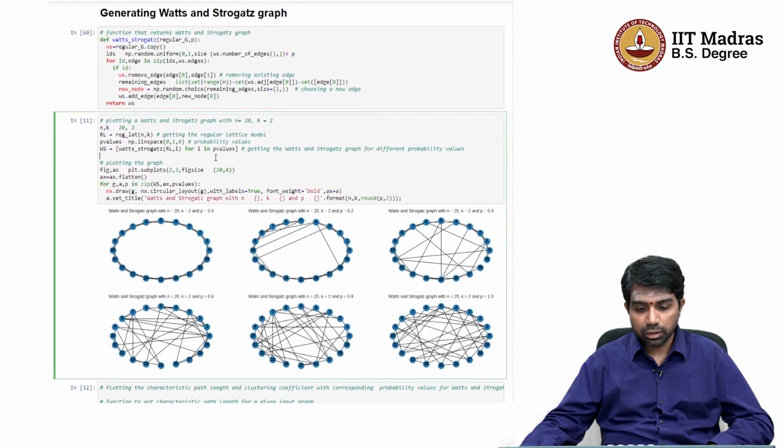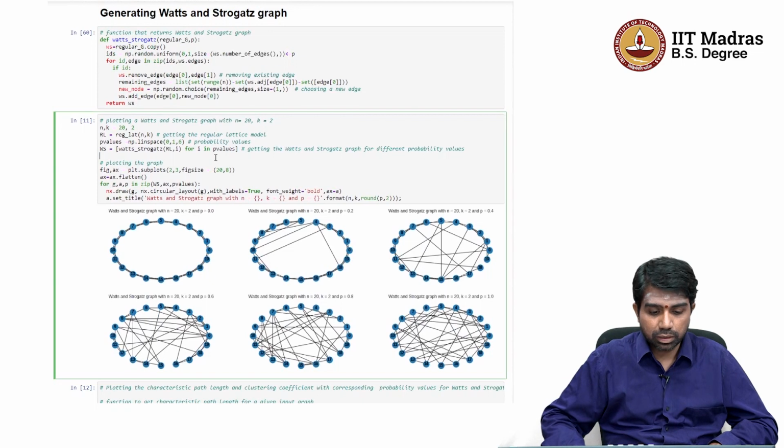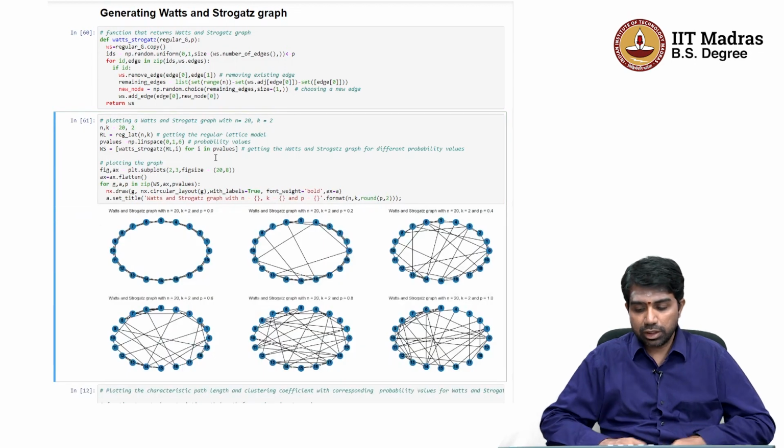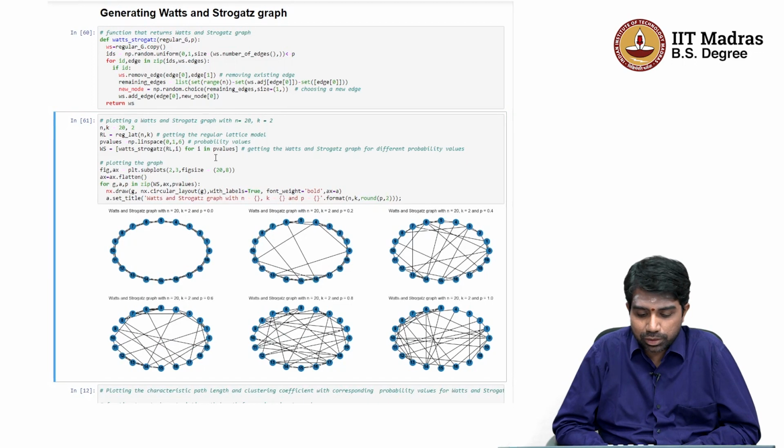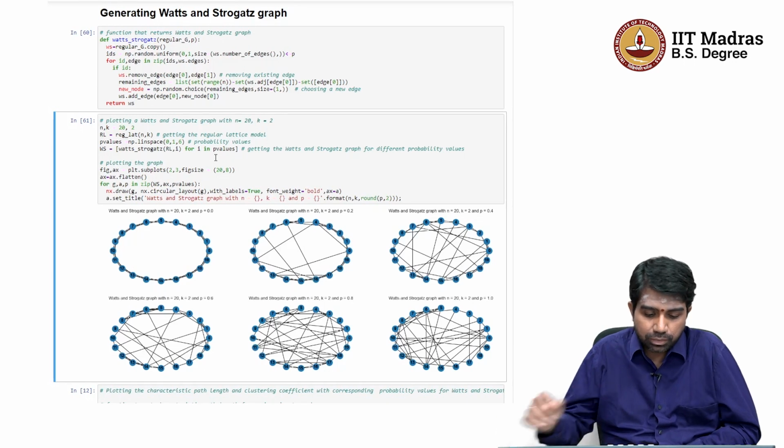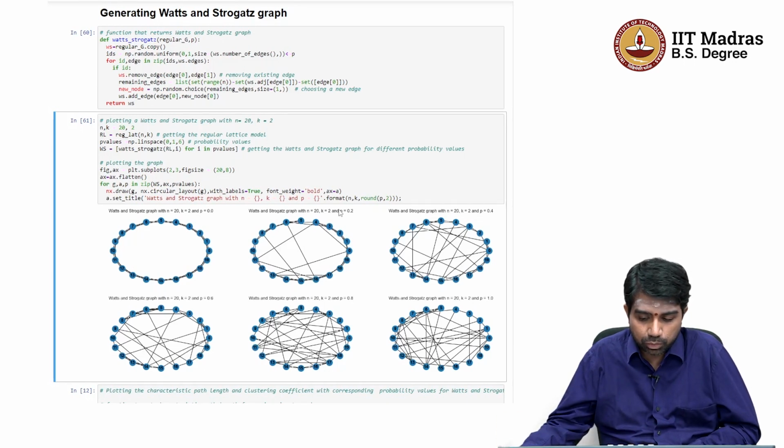And here we are plotting the same Watts Strogatz networks for various probabilities. You look at p equals 1.0, it's all crazy, very, very different. And you see how there is incrementally higher rewiring as you go from p equals 0 to 0.2 to 0.4, 0.6, 0.8 and 1.0.